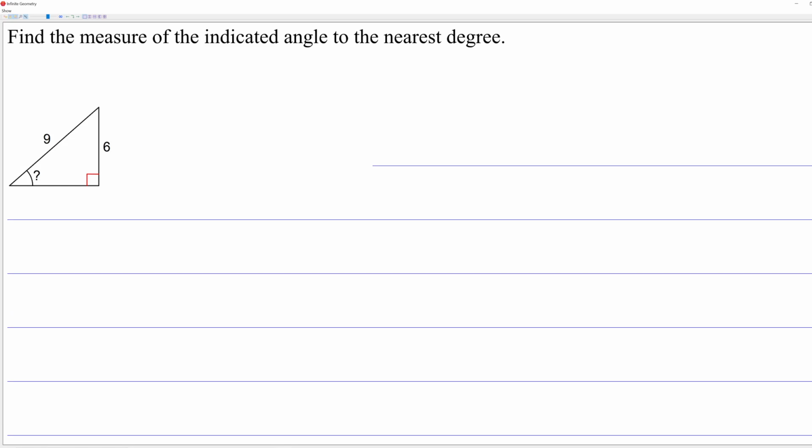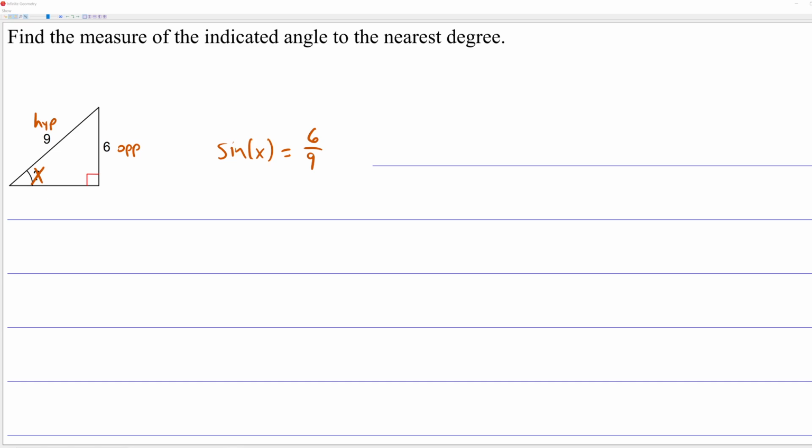So we have something similar again. We have an angle, which again I'll call x. We have the opposite side and the hypotenuse. Angle, opposite, hypotenuse, that means we use the sine function. So the sine of x is 6 over 9.